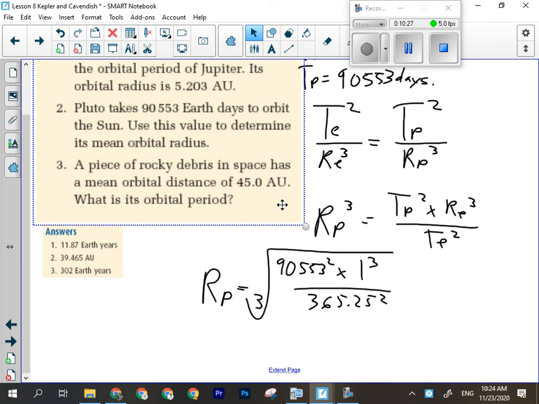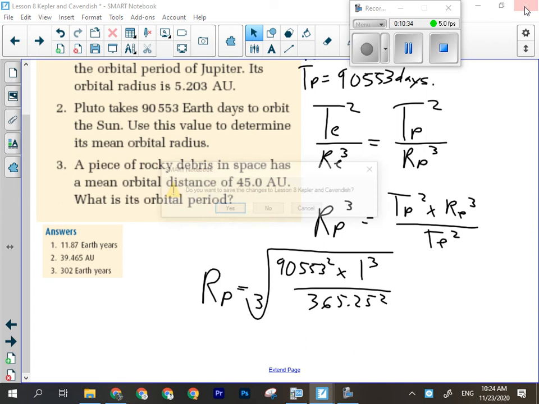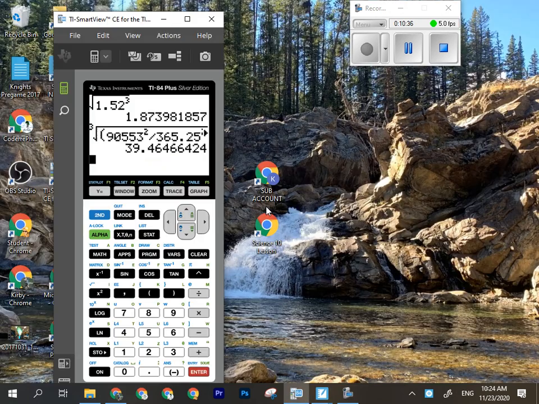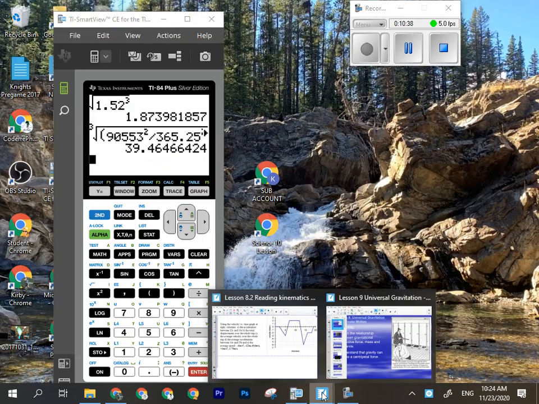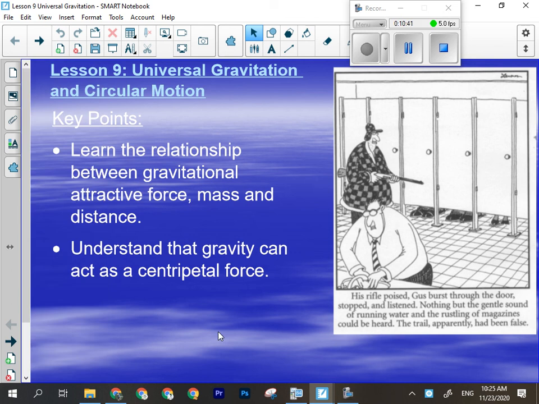Okay, today we got to talk about gravity and what makes gravity work. That's what we'll be looking at today. So if you guys can find in your notes lesson 9 on universal gravitation, that is what we're going to be talking about here right away.